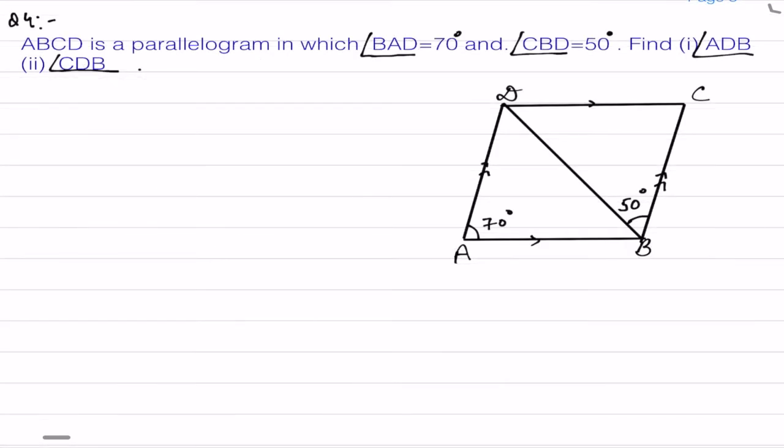Next question is question number 4. So in the given figure, ABCD is a parallelogram in which angle A is 70 degrees, angle CBD is 50 degrees, and we have to find out angle ADB and angle CDB.